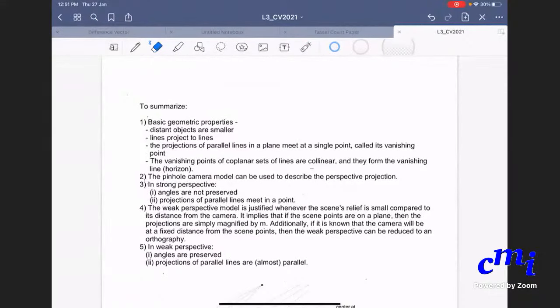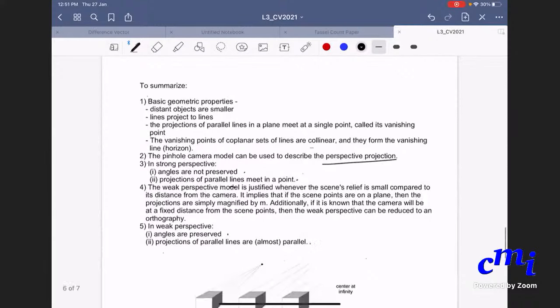These are the basic geometric properties which come from a pinhole camera model. This pinhole camera model can be used to describe the mathematical modeling process, which is the perspective projection. In strong perspective, angles are not preserved, and projections of parallel lines meet in a point. We have seen this. In the weak perspective model, because you can think of it as an orthography, the angles are preserved and projections of parallel lines are almost parallel.